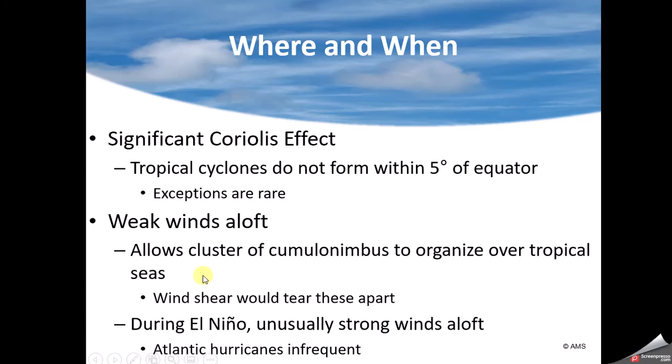And weak winds aloft don't let them get torn apart. El Nino encourages much stronger winds aloft. So when you have an El Nino year, you tend to have fewer hurricanes. This year we have a La Nina year, so we have the opposite impact.